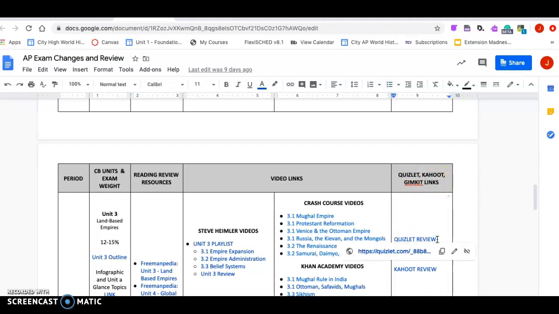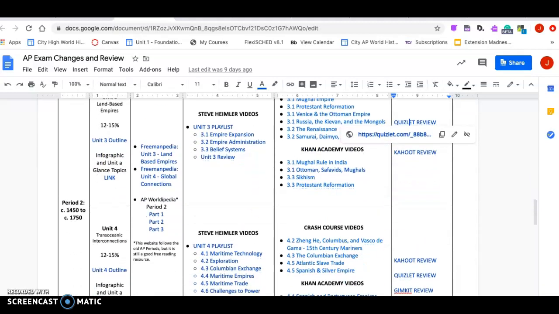My students in first and second hour really prefer Quizlet and specifically ask for a Quizlet to help you review the 1,600 terms that could possibly be on the exam. So take a peek at that Quizlet.